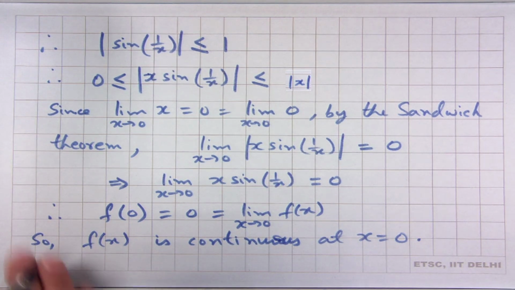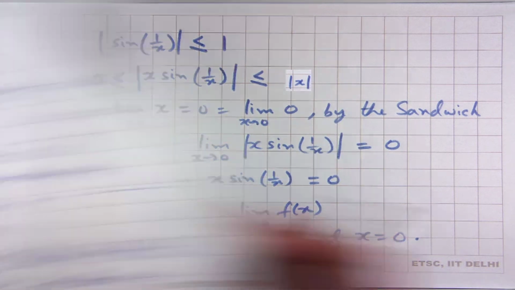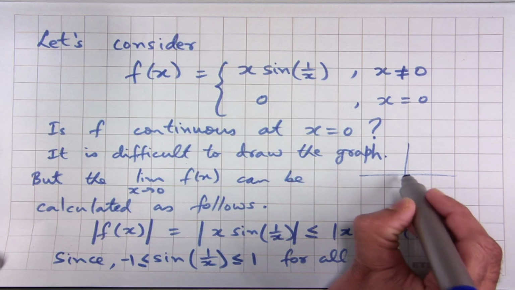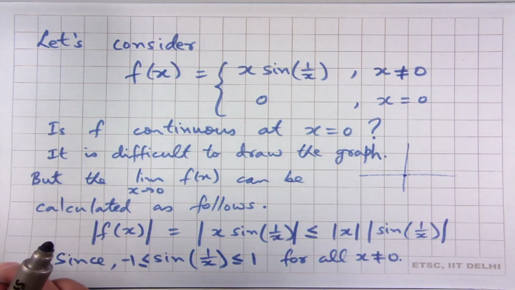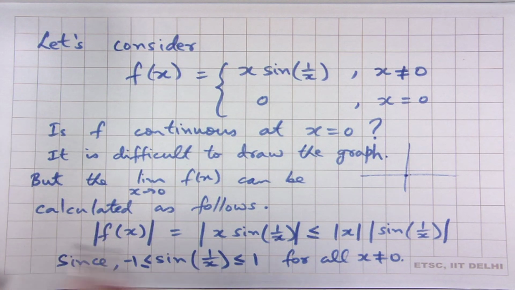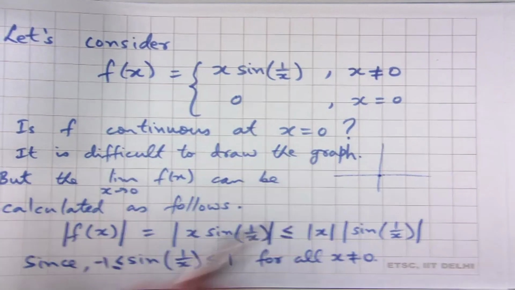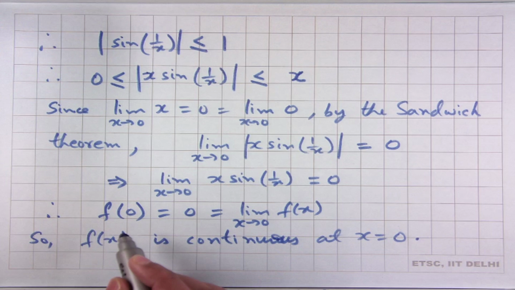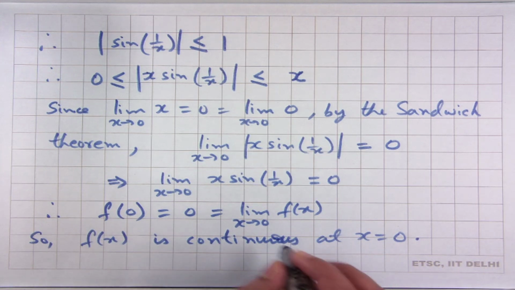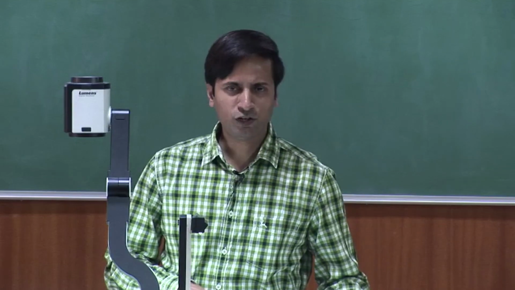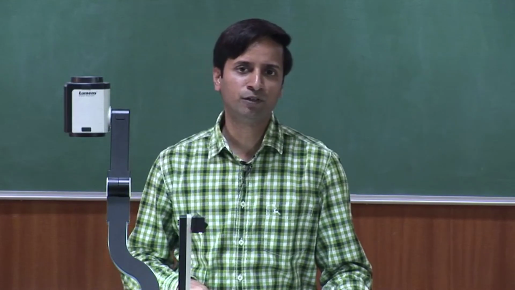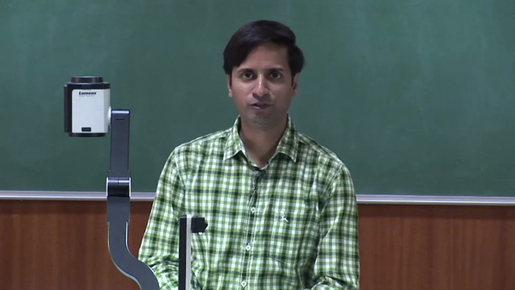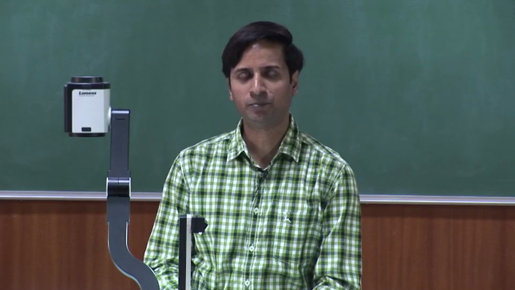So, this example is important because here drawing the graph of the function and then inferring whether the function is continuous at x equal to 0 or not, that is difficult, but by calculating the limit of the function at 0, we saw that that is equal to the value of the function f of 0, and hence the function is continuous at 0. So, later let's see some more examples of some functions where it might not be very easy to deduce whether the function is continuous at a point or not.